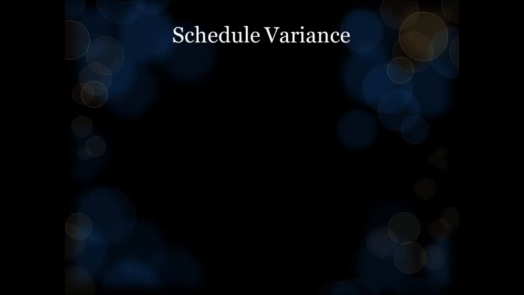Schedule variance is calculated by subtracting the planned value, i.e. the budget for the scheduled amount of work to be performed, from the earned value, i.e. the budget for the amount of work you actually performed.